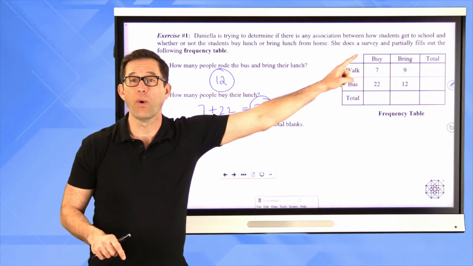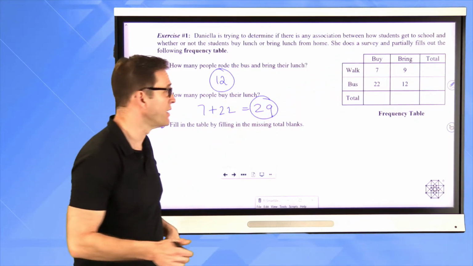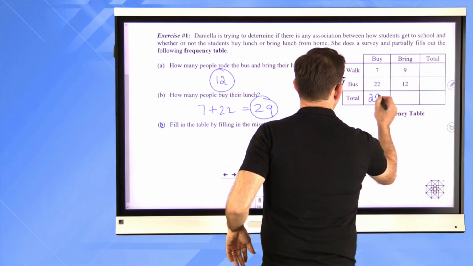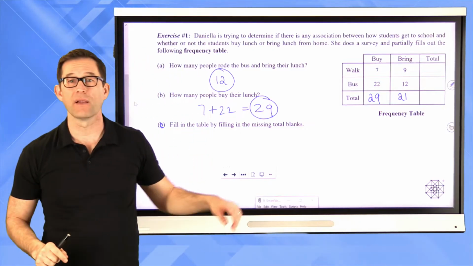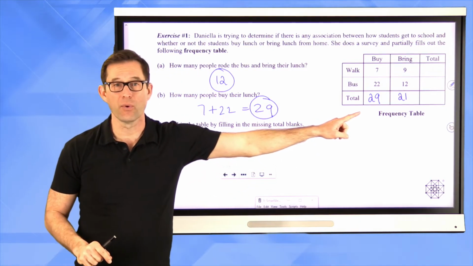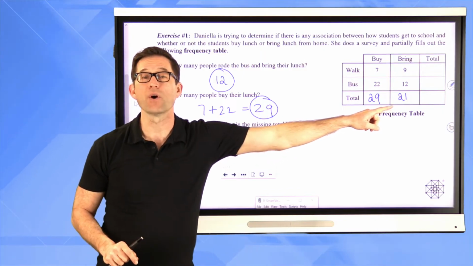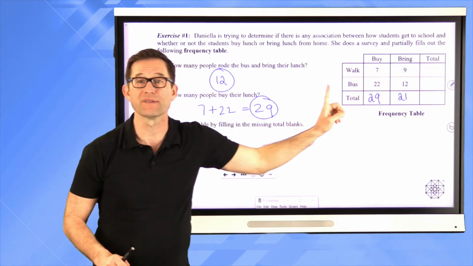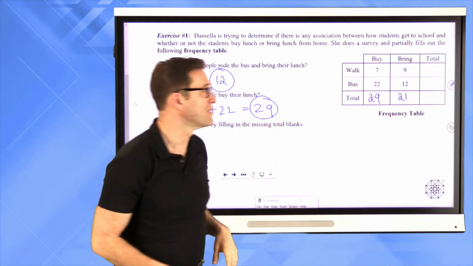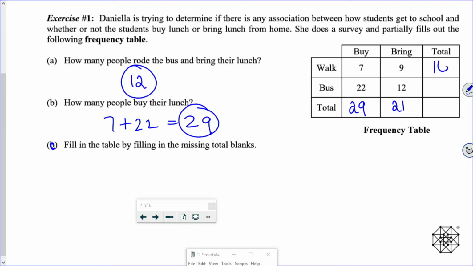Now we already figured out one total, right? When we did the 7 plus the 22, that gave us 29. And if we do 9 plus 12, that gives us 21. Now keep in mind what those two totals tell us, right? The 29 is all the people who buy their lunch, and the 21 is all the people who bring their lunch. On the other hand, we can also sum across the rows, right? And so 7 plus 9, that's easy enough, 16. That means that 16 people walk to school. 22 plus 12 is 34. 34 people rode the bus.